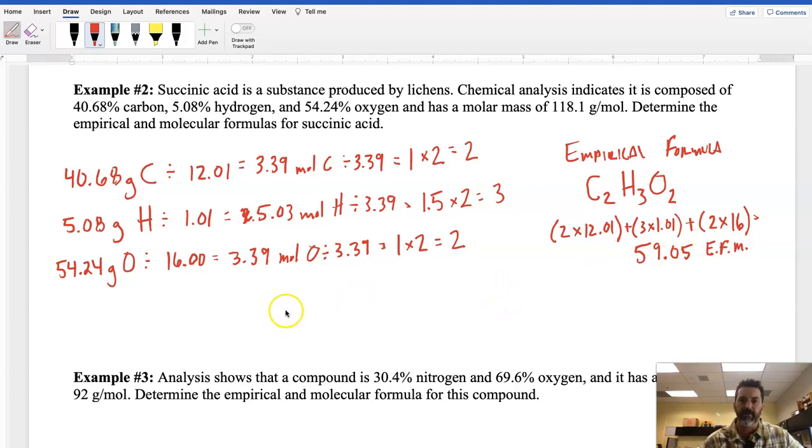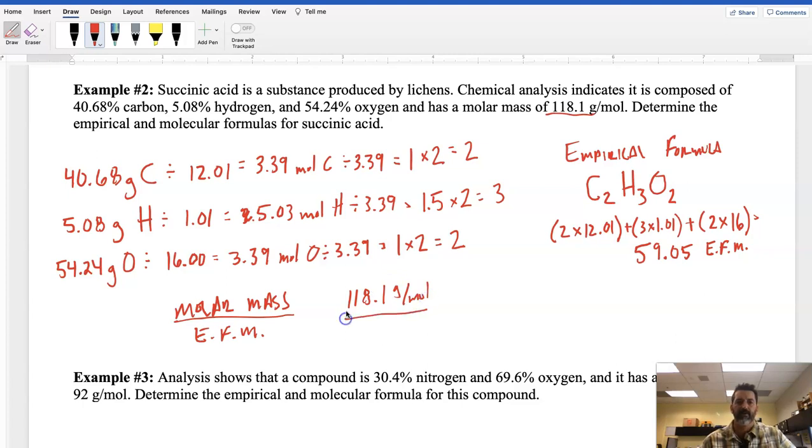And if you remember, we just abbreviated this EFM, empirical formula mass. All right, step 2 on the molecular formula was take the molar mass, which is always given in the problem, and divide it by the empirical formula mass, because we want to find that multiple. So I'm going to do the molar mass, which is given in the problem. It's 118.1 grams per mole. Okay. And then my empirical formula mass, that's what I just found. It's 59.05 grams per mole. So when I divide those two, I get the number 2.